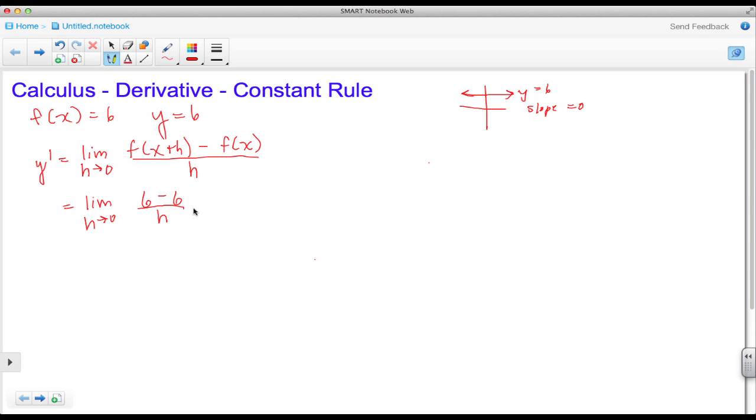Alright, as I continue to evaluate, I still have this limit as h approaches 0. I evaluate 6 minus 6 to give me 0 over h, and I see that as h approaches 0, we know that h never gets to 0. But we're going to graphically take a look to figure out what this limit actually turns out to be.